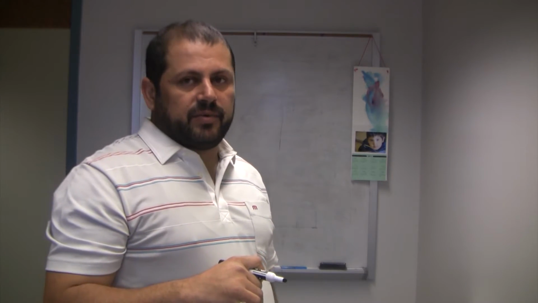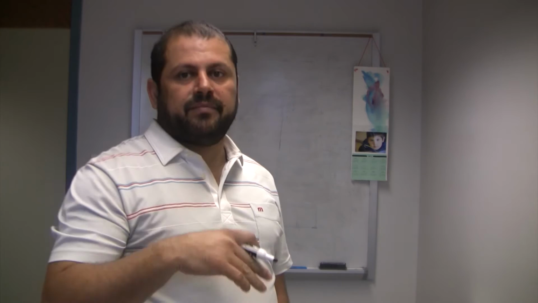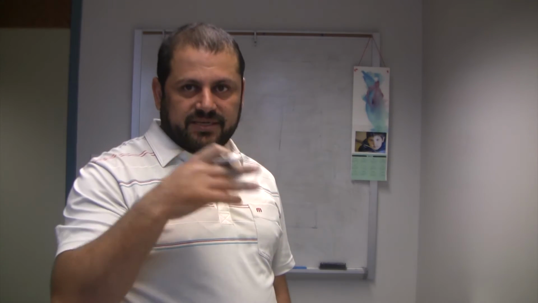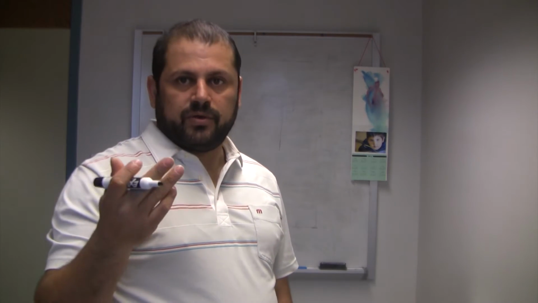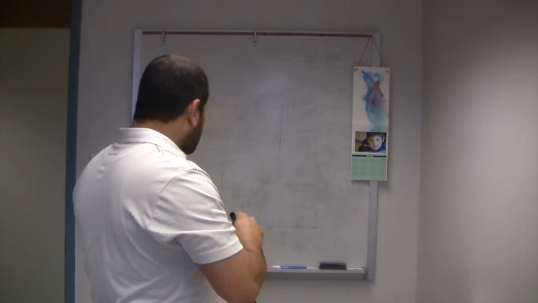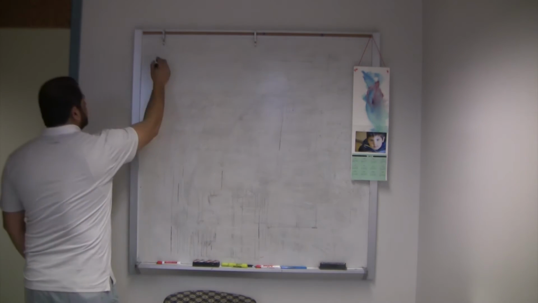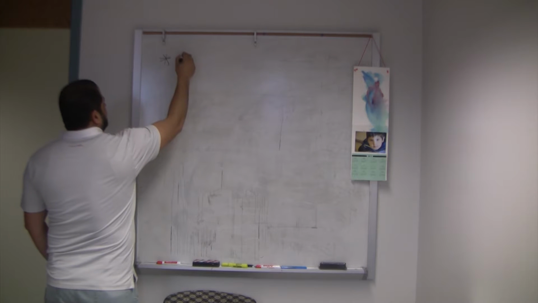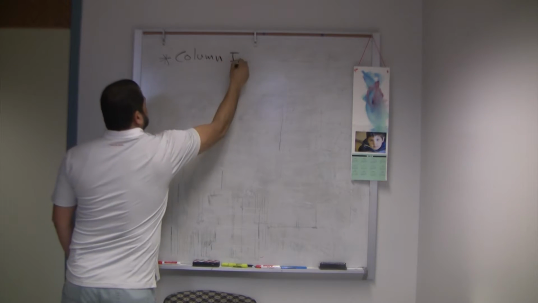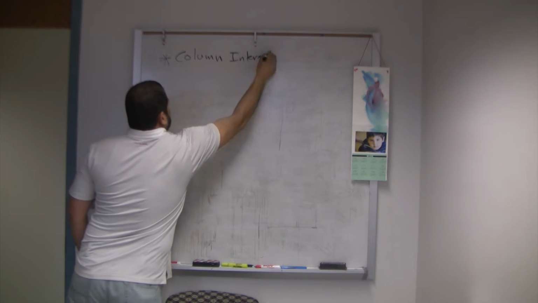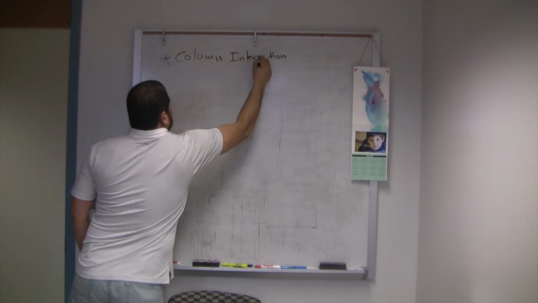So there will be an axial load and bending moment. That bending moment can be from eccentricity. The load can be eccentric from the center, or the column might be a beam column, which means it has axial load and bending moment. So I'm gonna call it column interaction diagram.